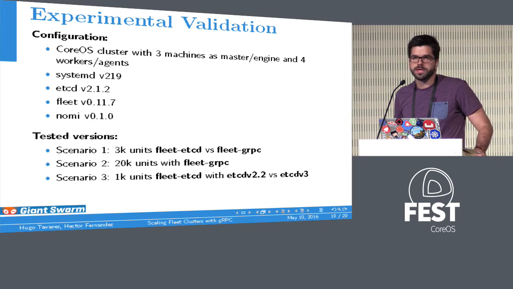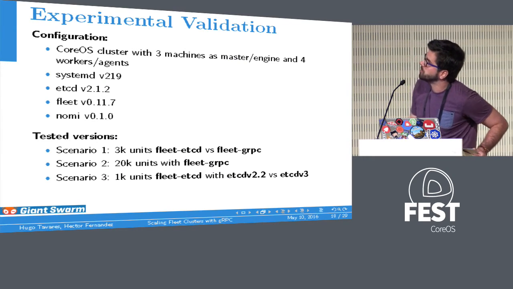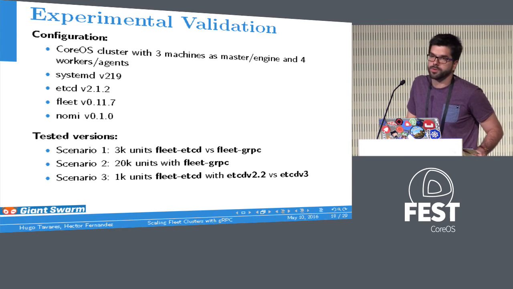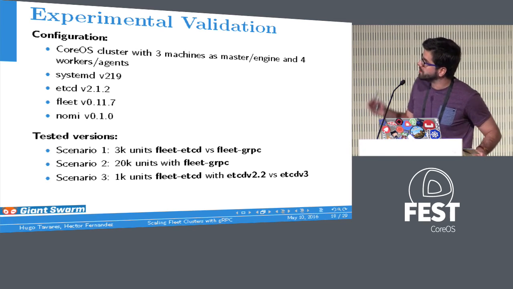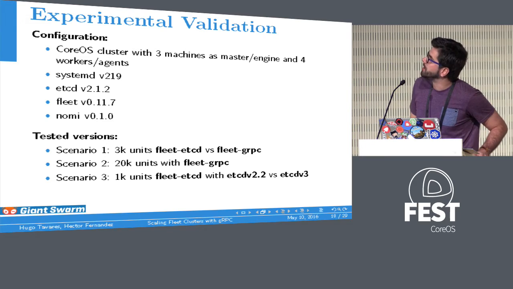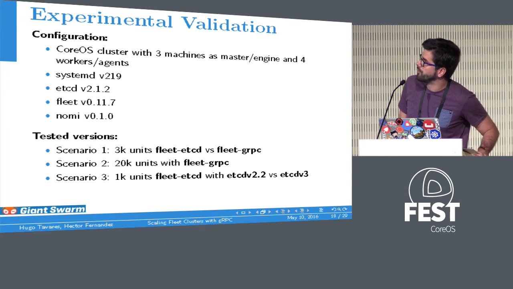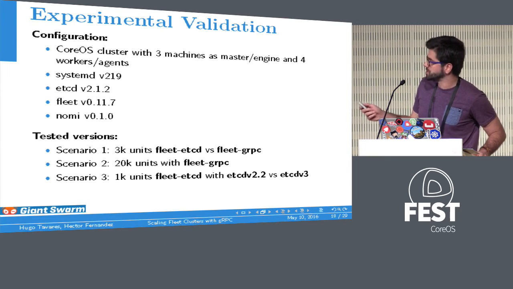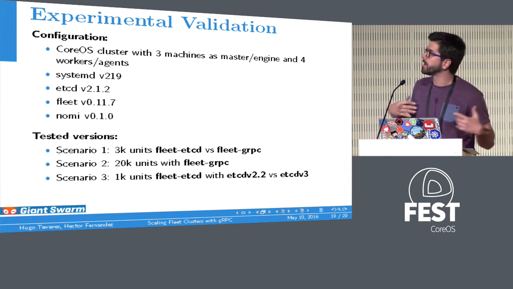Okay, so the experimental setup was small. As I said, we didn't have too many nodes, but we had big nodes to use. So we have three master machines and four workers. And those are the versions that we use. Obviously, we use the latest version of Fleet to compare against ours.